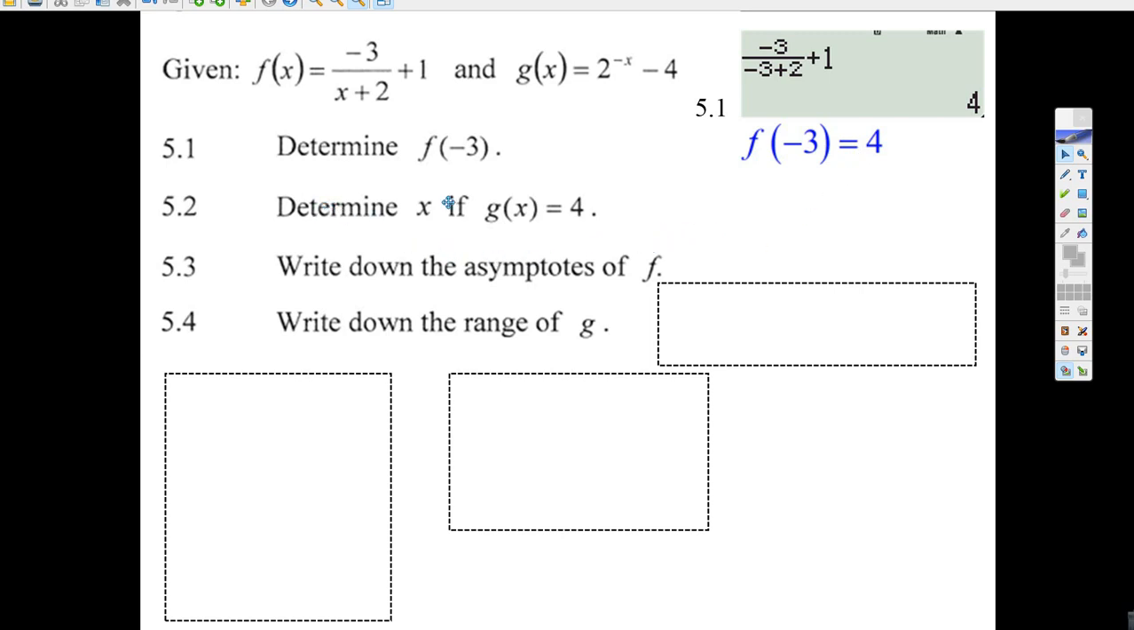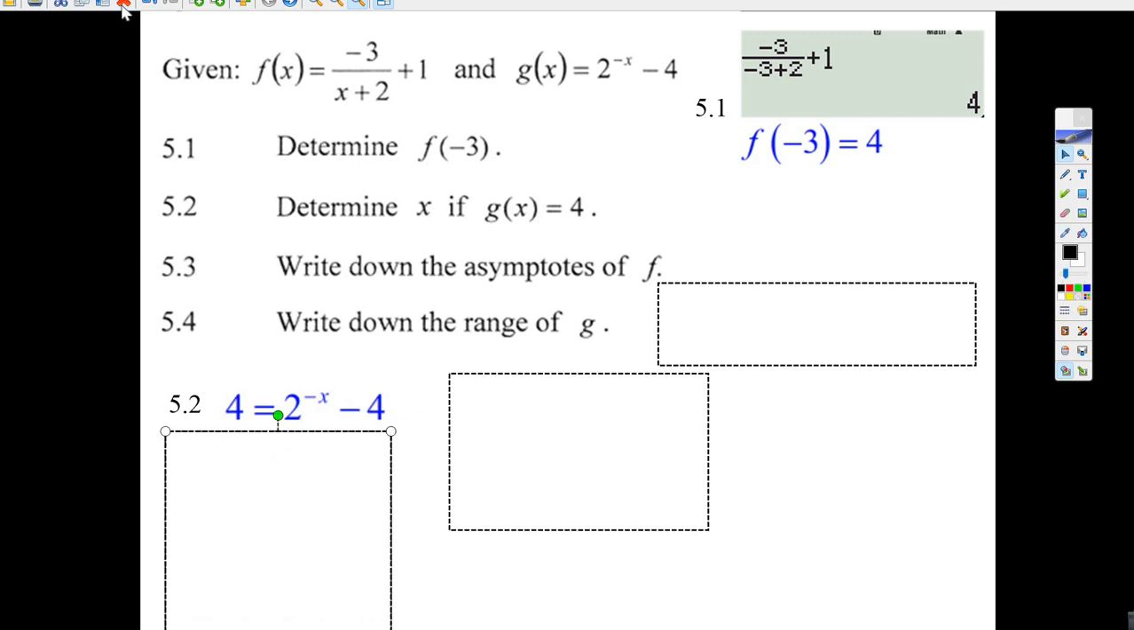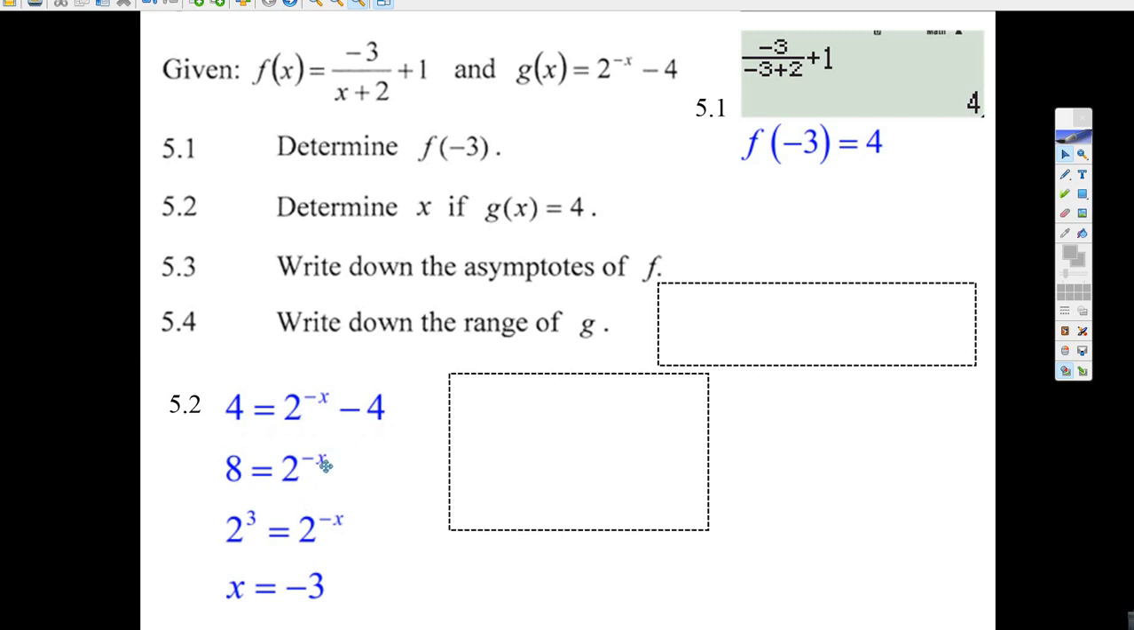Now the next question is, determine x if g of x equals 4. So see this g of x? Just make it 4, and add 4. And what do you get? You get 8. 2 to the minus x equals 8. Well, change this to a power: 2 to the 3 equals 2 to the minus x. Minus x equals 3. So multiplying both sides by negative 1, x must be minus 3.